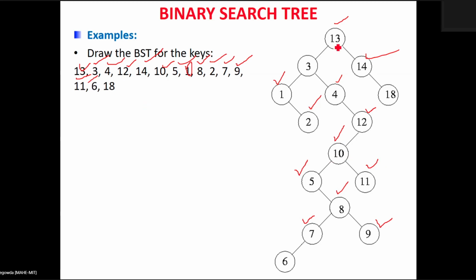Similarly, 6, less than 13, greater than 3, greater than 4, less than 12, less than 10, greater than 5, then less than 8, and less than 7. This is going to become the left child of 7. And similarly, 18, greater than 13, greater than 14, and this is going to become the right child of 14. So this is how we can construct the binary search tree.